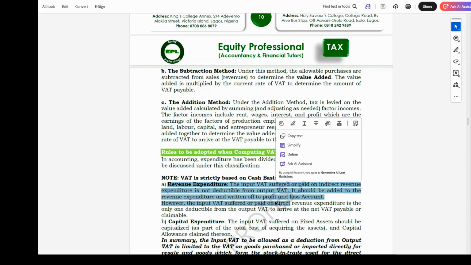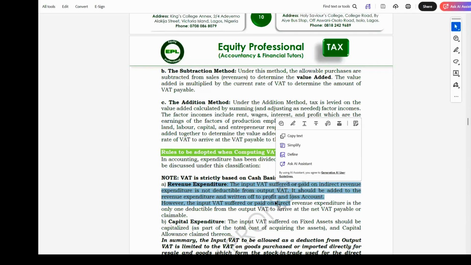Then we also have capital expenditure. These are the expenditures that are incurred on non-current assets. Expenditure that you are going to incur on assets that are going to last for more than a year, for a long time period.